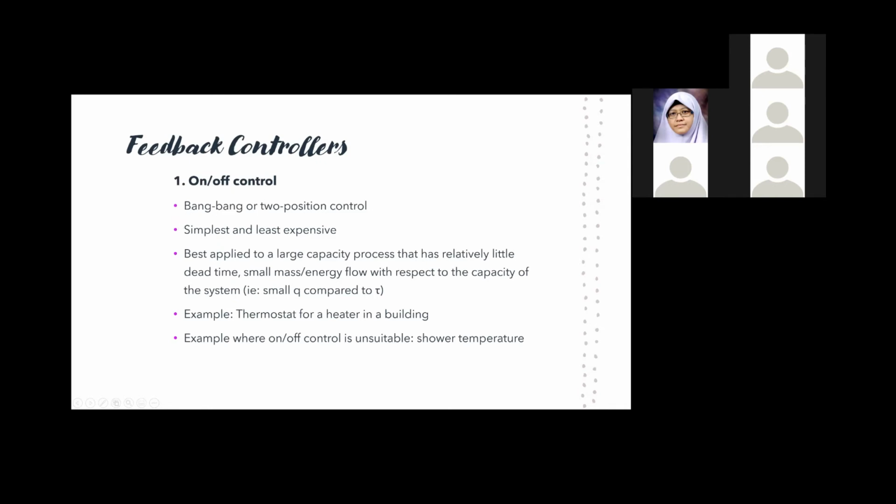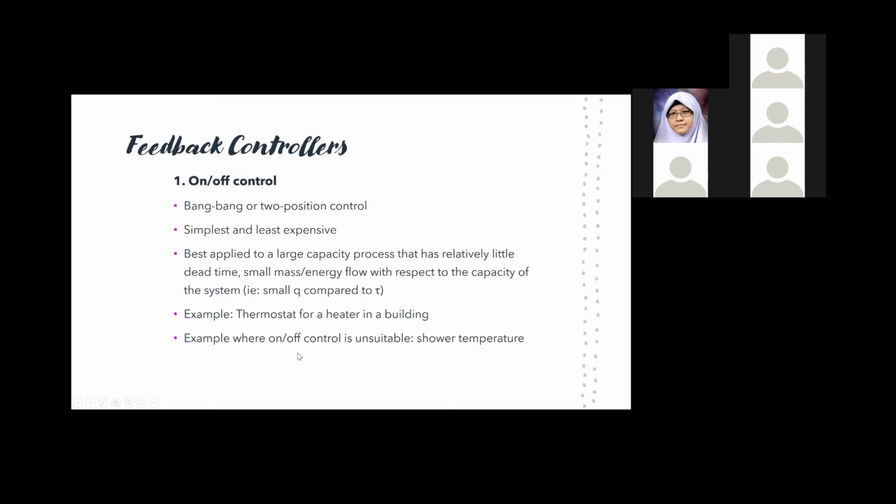So feedback controllers, this is just for your information. I want to introduce you to on-off control because this is very, very common. If you have a final control element like a solenoid valve, a solenoid valve is just open or close. You cannot adjust the valve opening. So it's called bang-bang or two-position control because it's either on or off, either open or close. It's very simple and the least expensive. But you have to have a process with a large capacitance for this to work effectively or to be acceptable.